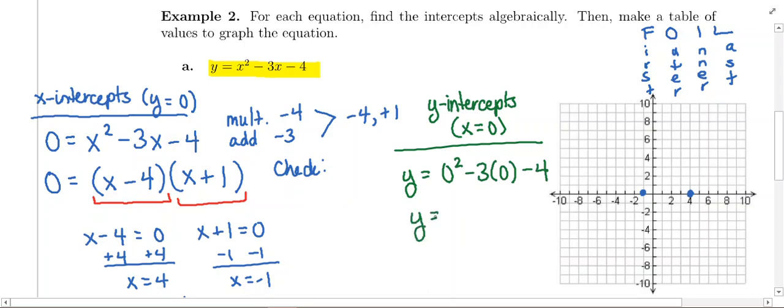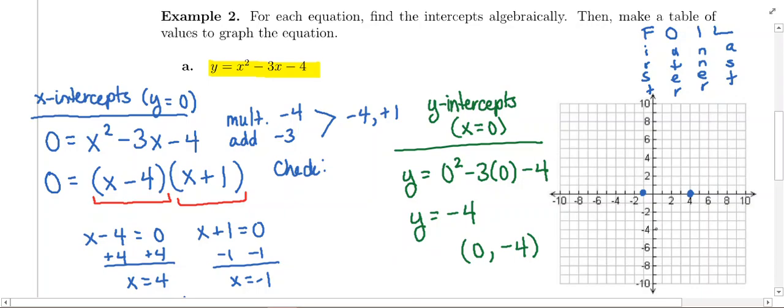So this is going to give us y equals 0 squared is 0 minus 3 times 0, that's also 0. So this is going to leave us with -4. So finding the y-intercept here is much easier than finding the x-intercepts. All right, so we need to write this as an ordered pair. Remember, x goes first, the x value is 0, and then the y value is -4. All right, so there you go.